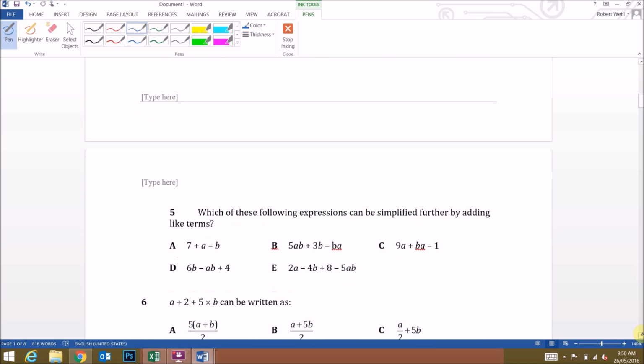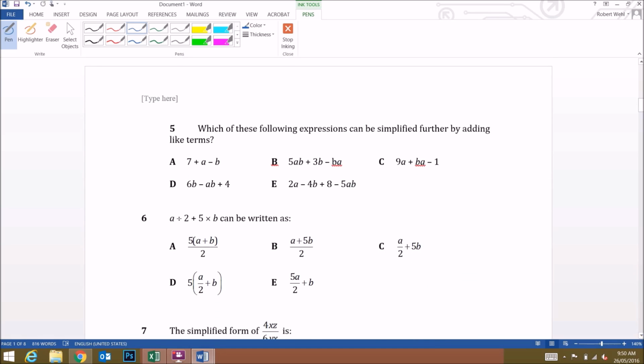Question 5. Which of these following expressions can be simplified further by adding like terms? So here we need to try to find like terms. None of those are like terms. In this one, 5AB and BA are like terms. Remember, if you've got A and B, so let's say apples and bananas, it's the same as bananas and apples. So here I could effectively take away 1BA from 5AB, and that would give me 4AB plus 3B. My answer there is B.